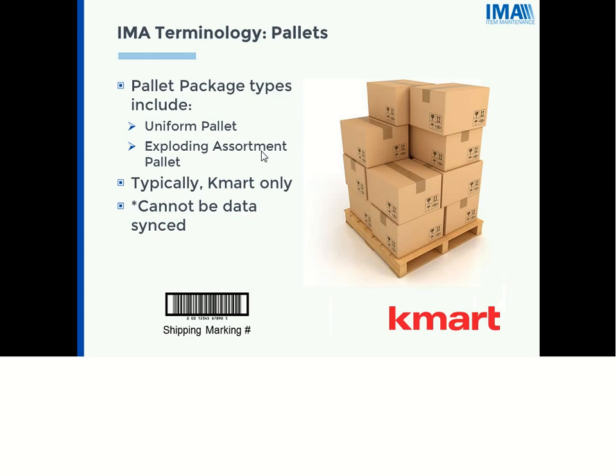However, that doesn't mean that if you have a Sears rim item you can't send it as a pallet. It just means that you can't build it in the system as a pallet. A uniform pallet is basically like a uniform carton, and an exploding assortment pallet is basically like an exploding assortment carton. So you would build it as a uniform carton, and then you would just throw it on a pallet when you go to ship it. Or if it's an exploding assortment, you would build it as an exploding assortment carton and then put it on a pallet before you ship it, if you're Sears rim.